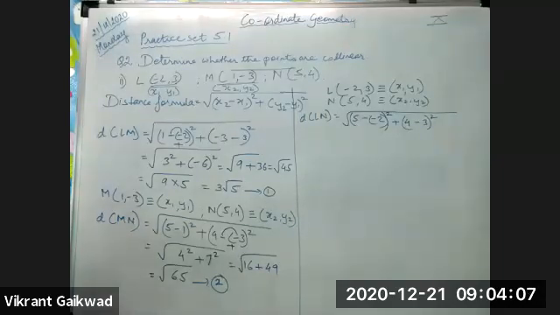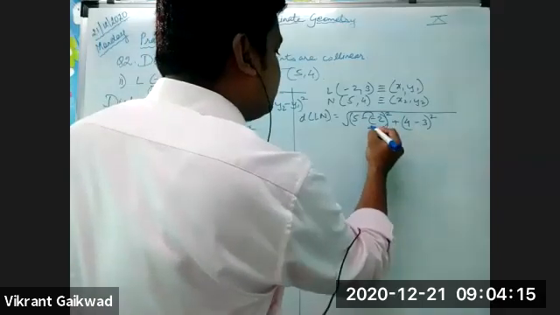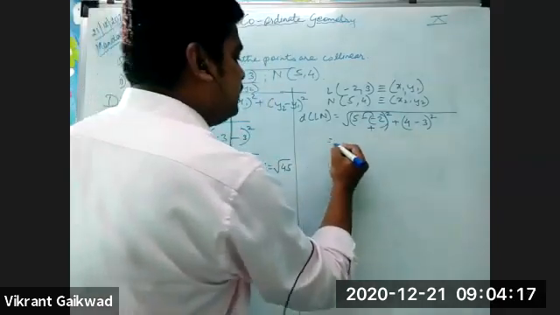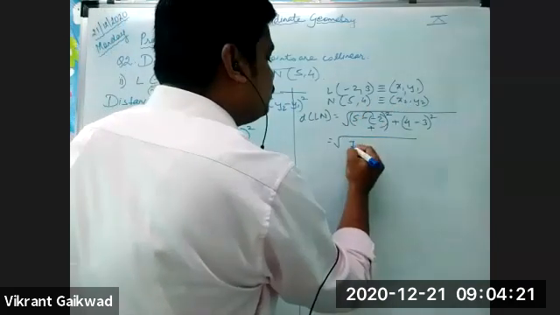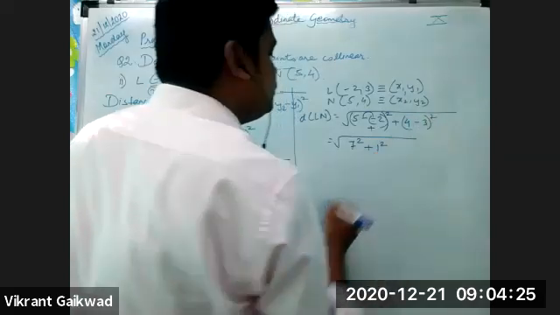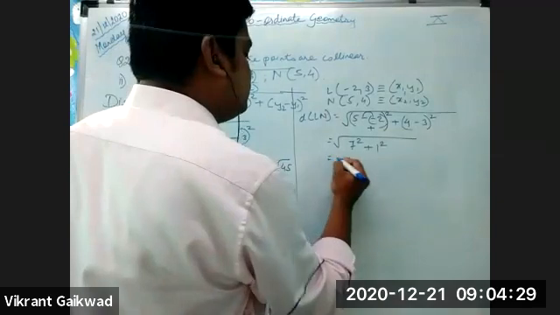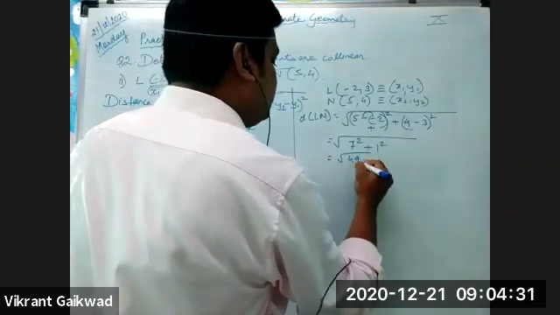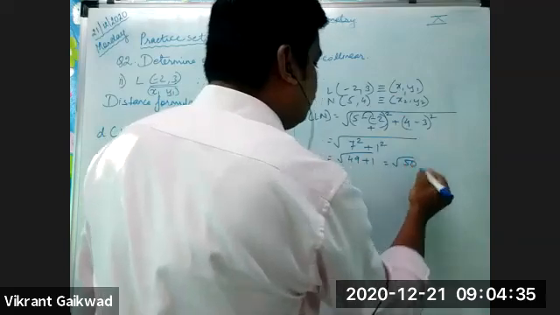Minus and minus, they are coming close together again. So minus and minus is going to become plus. So that is under root of 5 plus 2, 7 square, plus 4 minus 3, 1 square. So what will you get? Under root of 49 plus 1, under root of 50.